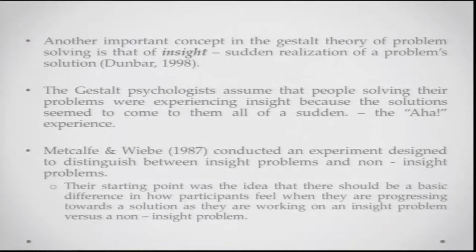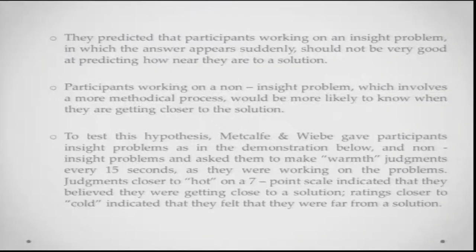Their starting point in the experiment was that there should be a basic difference in how participants feel when they are working on an insight problem versus a non-insight problem. They predicted that participants working on an insight problem, in which the answer is supposed to appear suddenly, should not be very good at predicting how near to a solution they are. On the other hand, participants working on a non-insight problem, which involves a methodical process, would be more likely to know how close they are to the final solution. So, this is what the two kinds of groups are, and this is their assumption.